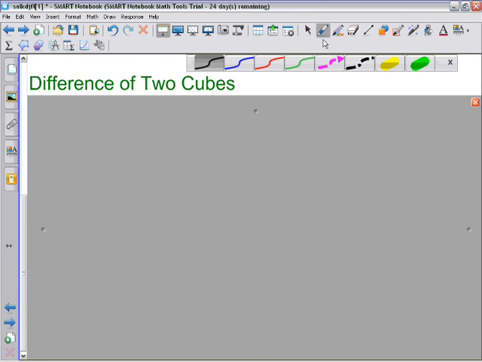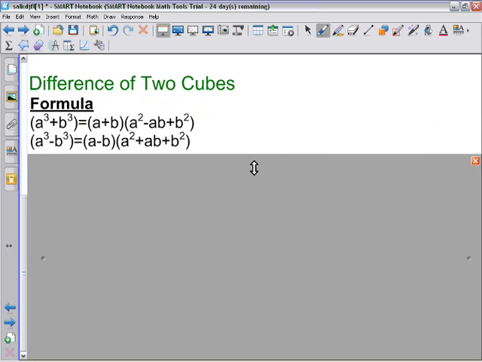Now we're going to talk about the difference of two cubes. When you have a binomial and each term is a perfect cube, you can split up that binomial into a binomial and a trinomial. Look at the formula. A cubed plus b cubed equals a plus b times the quantity of a squared minus ab plus b squared. A cubed minus b cubed equals a minus b times the quantity of a squared plus ab plus b squared.